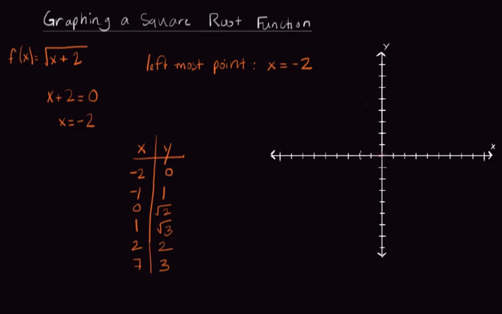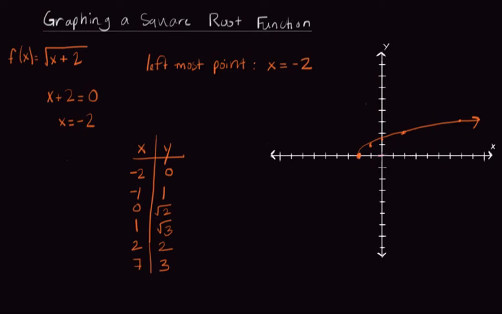So negative 2 comma 0 is our first point. And then we have negative 1, 1. So that's here. 0 is the square root of 2, which is like 1.41 something, so a little less than 1.5. I'll skip to 2, so 2 is 2, and 7 is 3. Okay, so you can see this sideways parabola shape is here. But it's only half of the parabola.